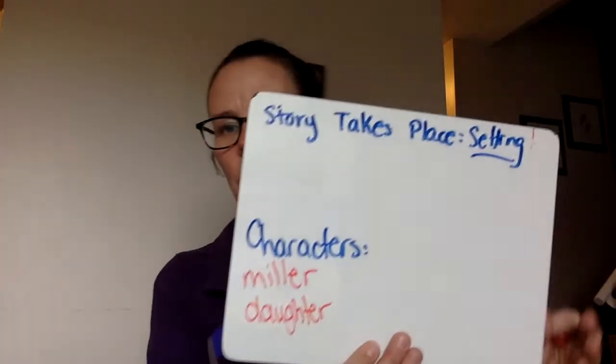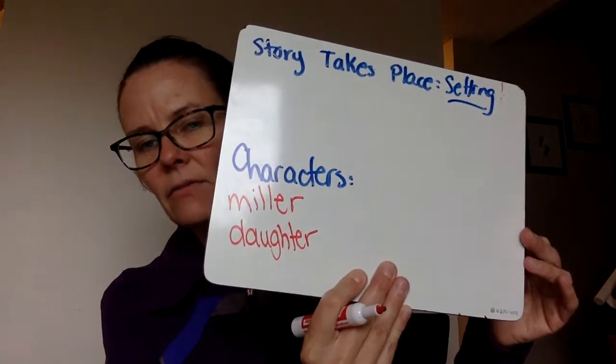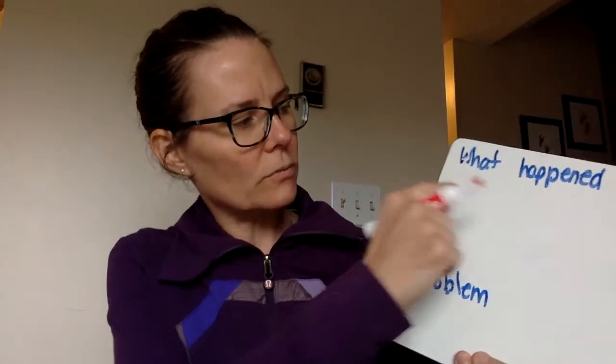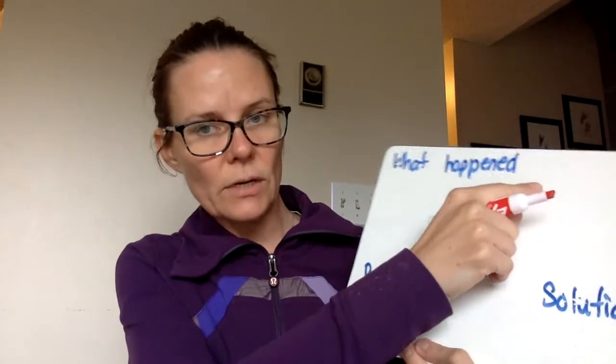So what I've done is I've got 2 whiteboards. I've got one whiteboard where the story takes place, the setting. Then I've written the character, and all the characters I'm going to put down underneath where it says characters. And then over here, I just ruined the board a bit, but it says what happened, or what's the story about, the problem, and the solution. Okay, so the miller's daughter.